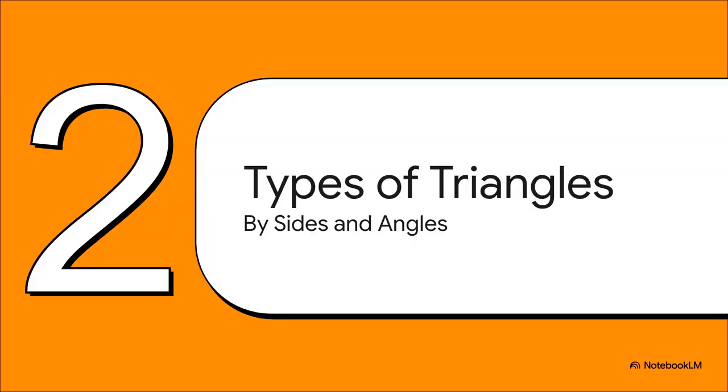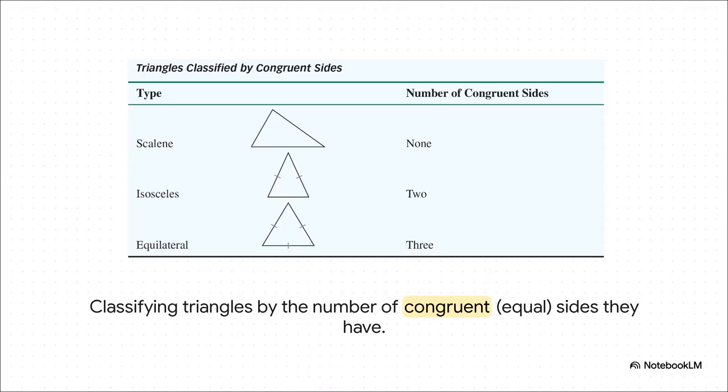All right, next up, the types of triangles. Because not all triangles are created equal. We know what a triangle is, fundamentally. But now we're going to see how we can sort them into different families. And it really comes down to two main ways of classifying them, by their sides and by their angles. So first, let's talk about sides.